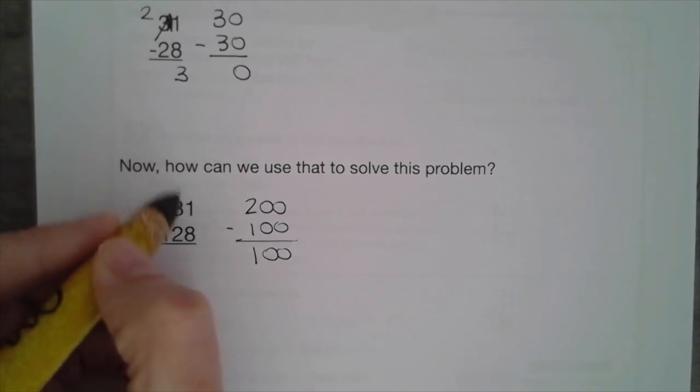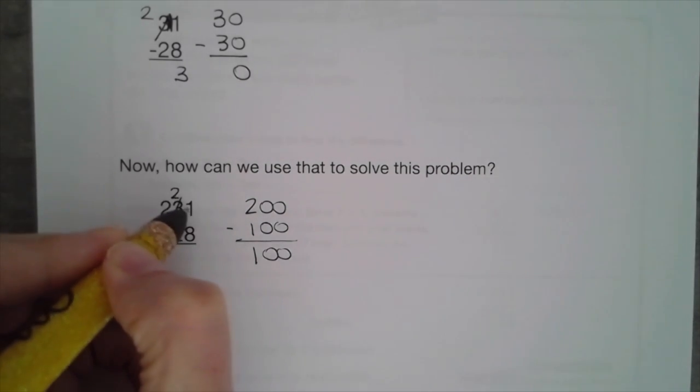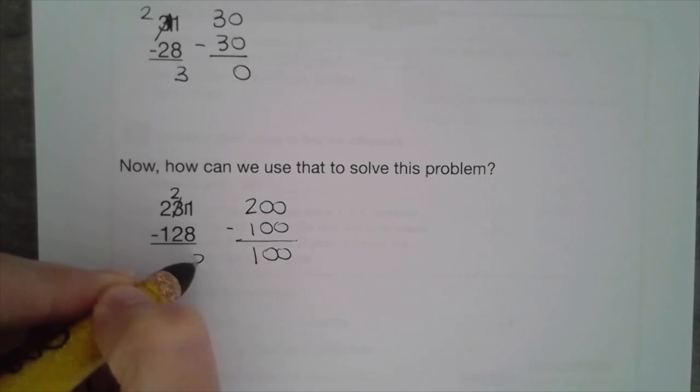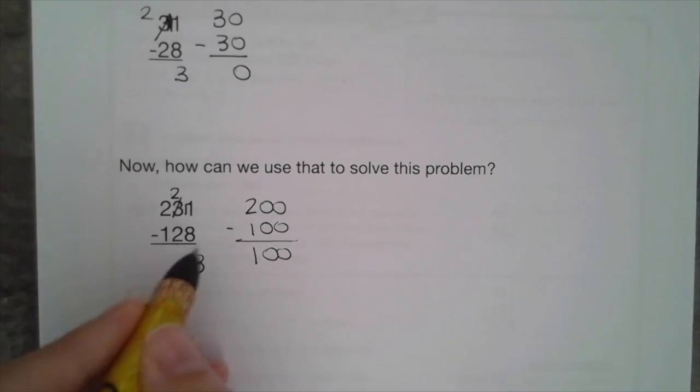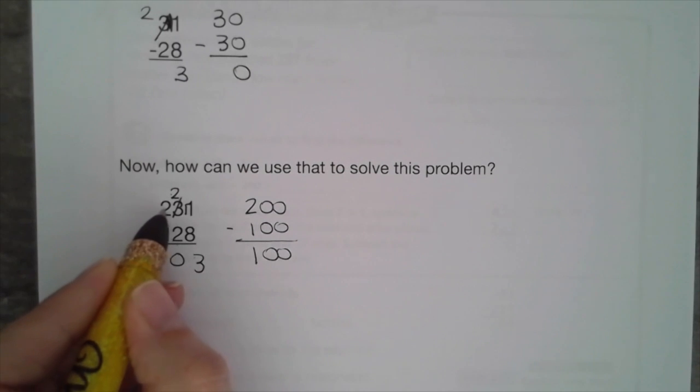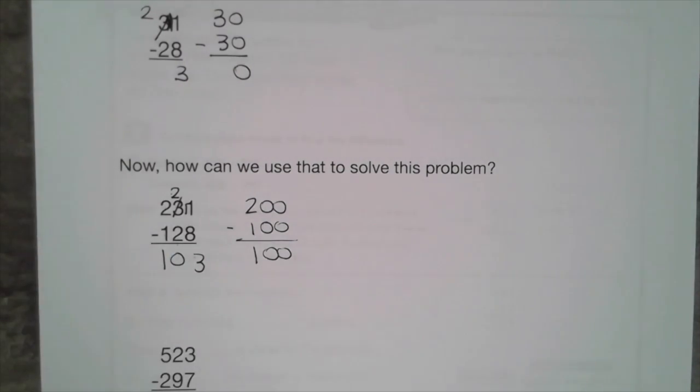More on the floor. Go next door and get 10 more. So now I have 11 minus 8 is 3. 2 minus 2 is nothing. And 2 minus 1 is 1. So 103. And those are reasonable, right?